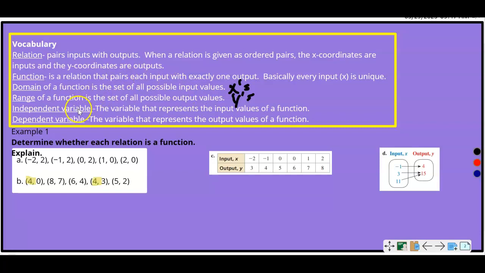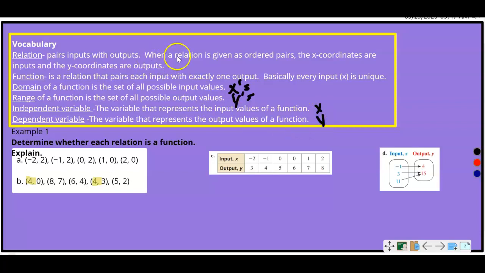The independent variable is the variable that represents the input values of the function. So if you're using x and y's, if you're using ordered pairs, this would be your x again, or your x's. And the dependent variable is the variable that represents the output value of the function. All right, the output value would be the y's again.